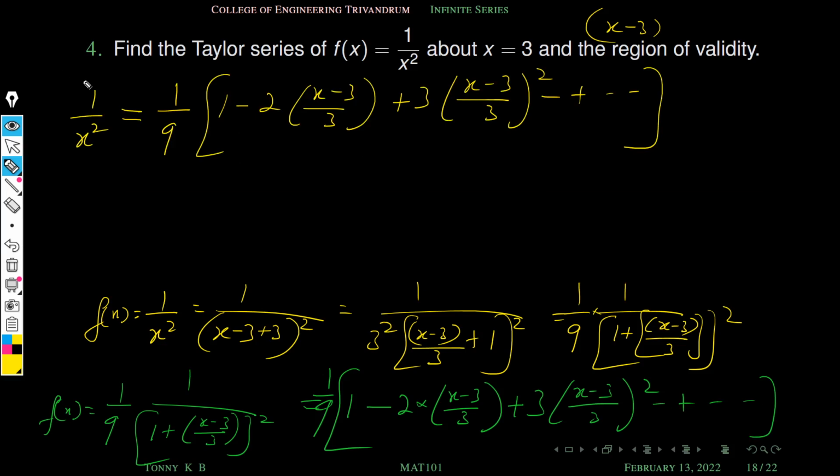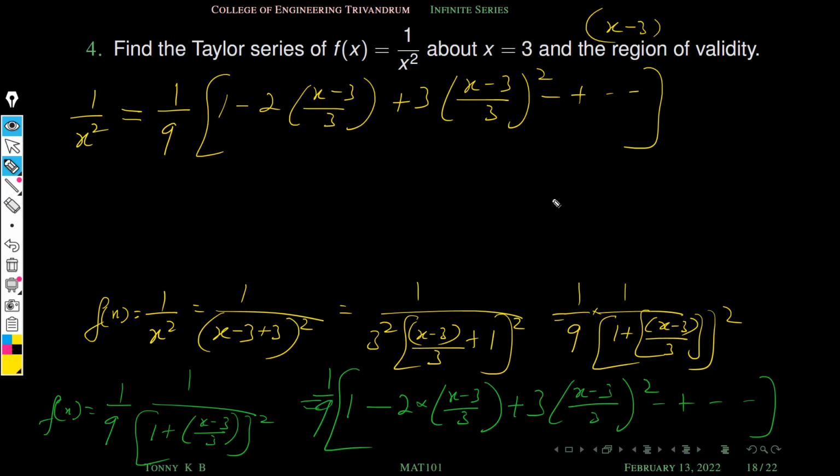Okay, so this 1 by x square is equal to 1 by 9 into 1 minus 2 times x minus 3 by 3 plus 3 times x minus 3 by 3 whole square minus plus etc. Then what is the region of validity of this series expansion?